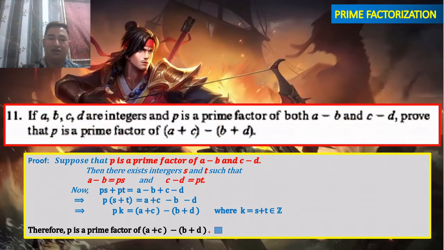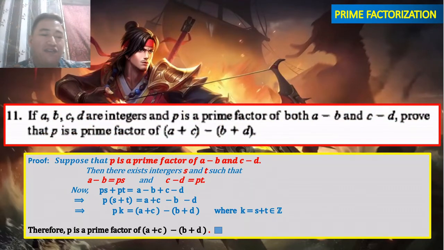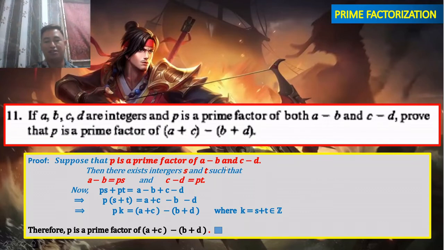Hello. Okay, number 11. If A, B, C, D are integers and P is a prime factor of both A minus B and C minus D, prove that P is a prime factor of A plus C minus quantity B plus D. Okay, suppose that P is a prime factor of A minus B and C minus D. So, ito yung suppose class.